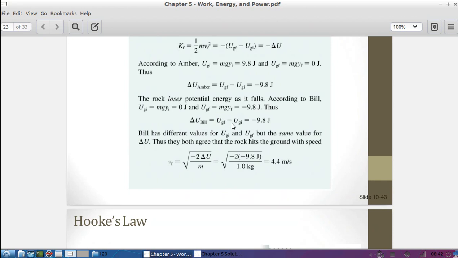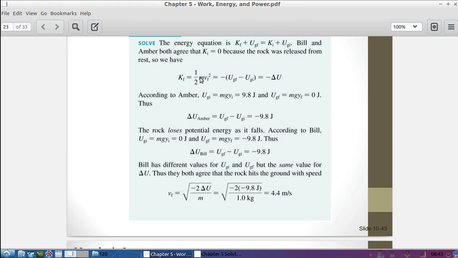Bill's coordinate system is different. His final potential energy was negative 9.8 joules, because the surface is negative 1 meter from his initial gravitational potential position. So Bill's change in potential is negative 9.8 joules minus 0 joules. Just like we talked about before, their coordinate systems are different, but they have the same change in potential. So let's solve this: 1/2 m v final squared equals negative delta U.